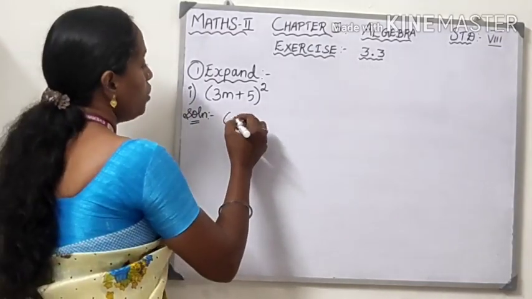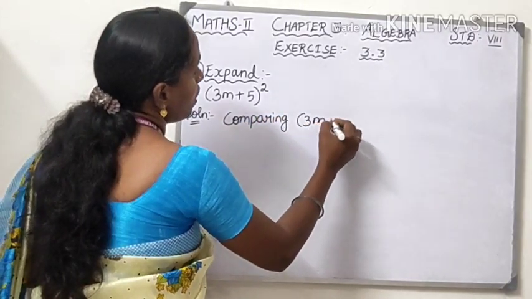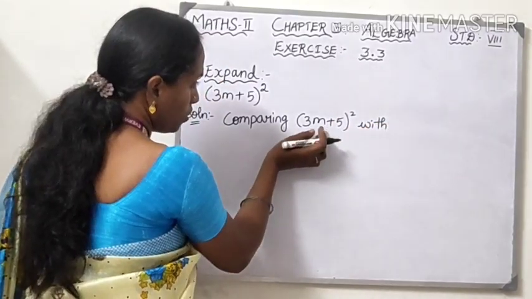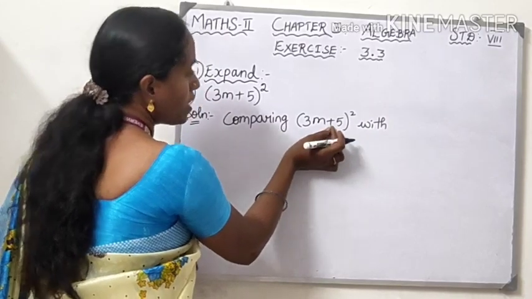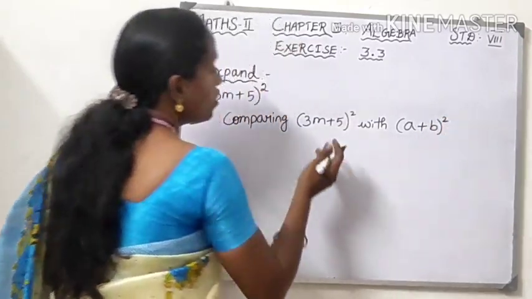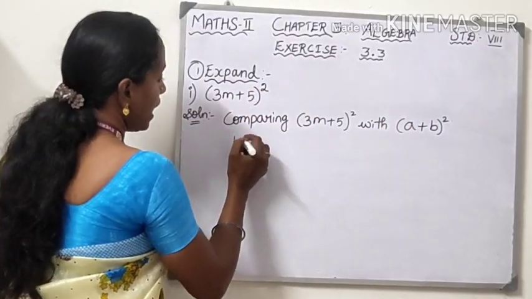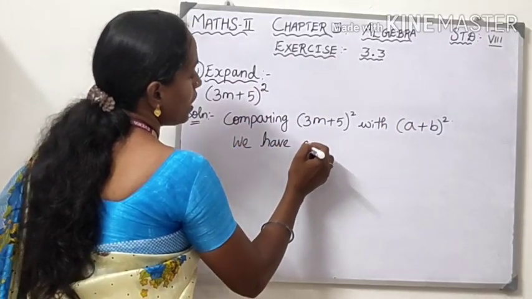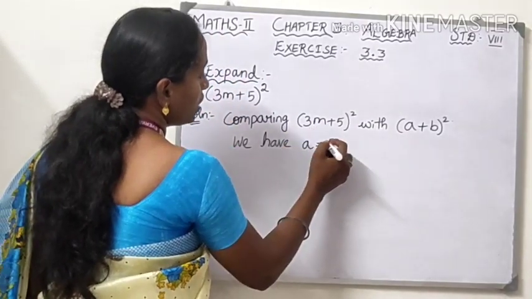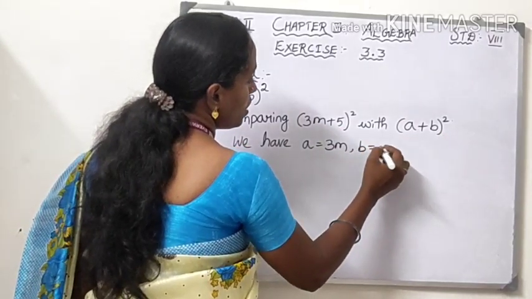So first we are going to compare our question. Comparing (3m plus 5) the whole square, you can check the question now, 3m plus 5. In between we have a plus sign. So very well we can compare with the identity (a plus b) the whole square. When you compare, what is our a value? In the place of a, we have 3m. So a is equal to 3m. In the place of b, what we have? 5. So b is equal to 5.